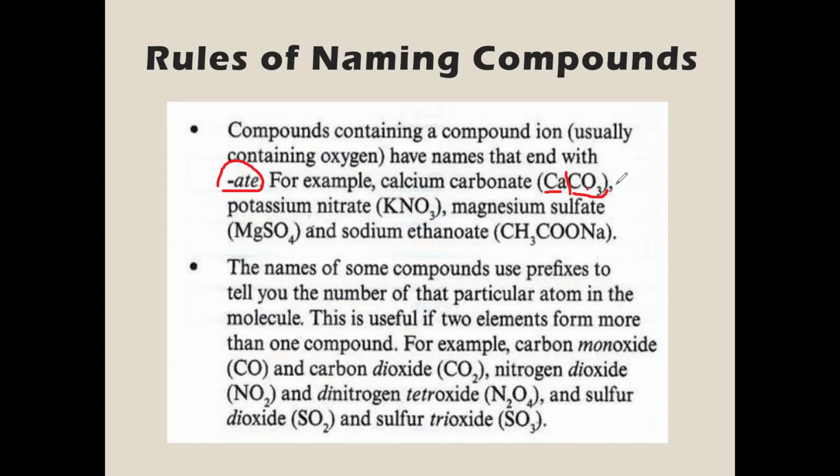Calcium carbonate. This is potassium and a compound ion with an oxygen. So we'll take the root of the first atom in the compound, nitr-ate, because we have oxygen here. This is magnesium, a metal, so we start with it, and a compound ion, sulfur, sulf-ate, ate because we have oxygen.